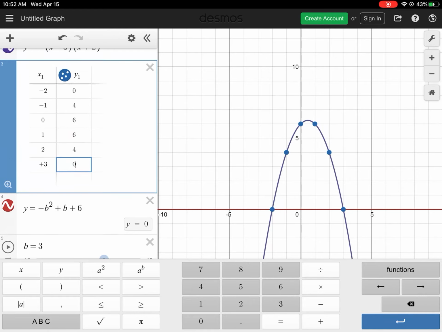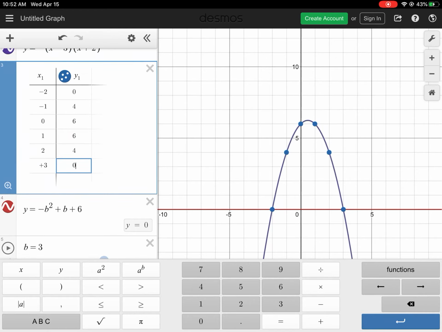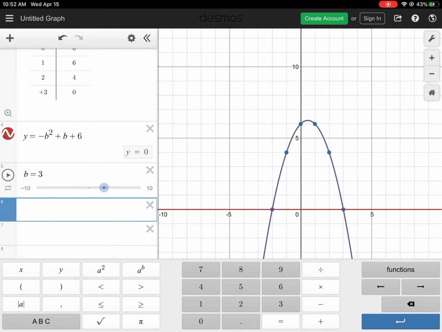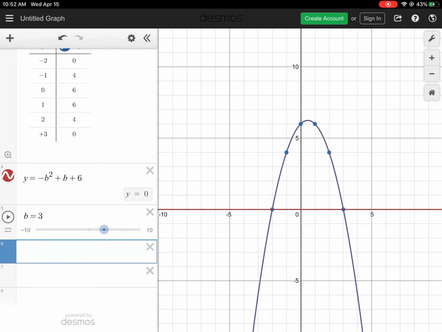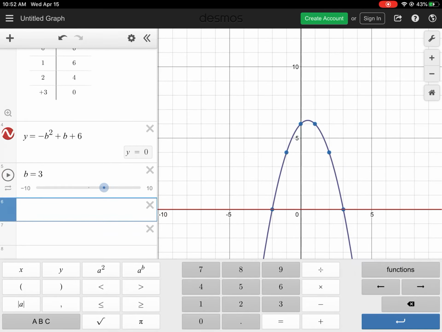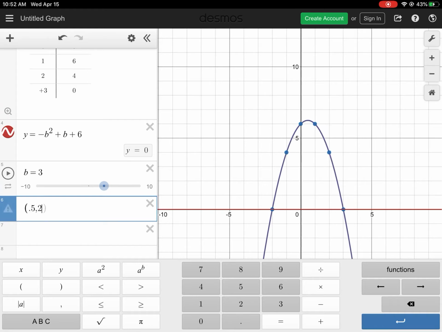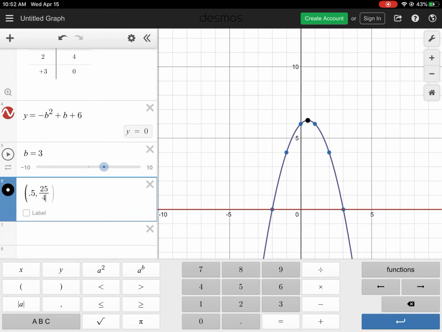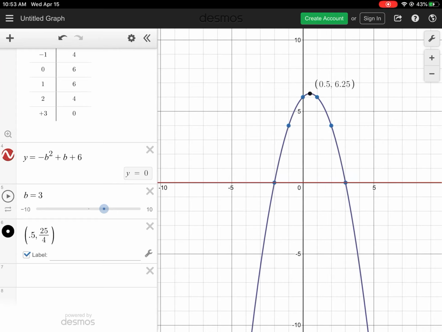If you look at this table, you'll see the symmetry in this parabola. I talked about this in class. It goes 0, 4, 6, 6, 4, 0, very symmetric. So I've therefore found 3 points on each side of the vertex. So let me go ahead and label the vertex. The vertex was at the top here. It was 0.5, comma 25 over 4. Label that. So there's my vertex, and I found 3 points on the left and 3 points on the right.